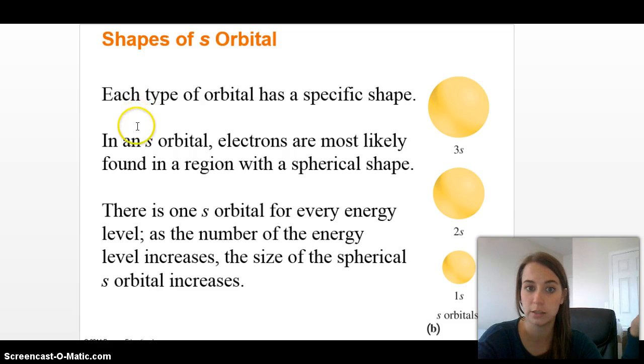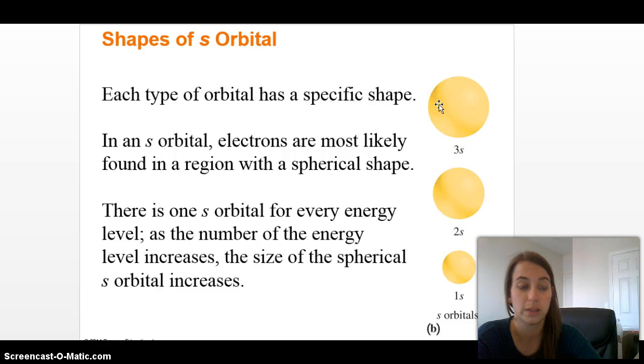S stands for spherical. So in an s orbital, electrons are found in a spherical shape. So here's your 1s orbital, your 2s orbital, your 3s orbital. This is where the electrons are most likely to be found. As you go up into higher energy levels, your s orbitals get bigger. So 2s is smaller than 3s. So s is a spherical shape, and as we get into higher energy levels with an s, you get bigger spheres.